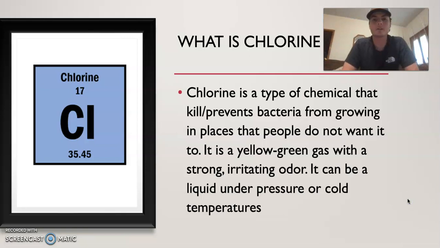Alright, so first, what is chlorine? Chlorine is a type of chemical that kills and prevents bacteria from growing in places that people do not want it to. It's a yellow-green gas with a strong, irritating odor, so you can smell it very easily and recognize it. And it can also be a liquid under pressure or cold temperatures.